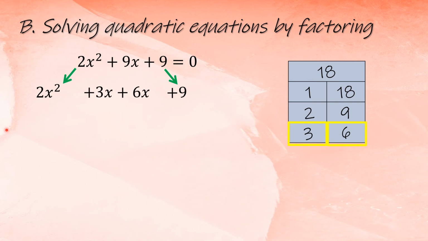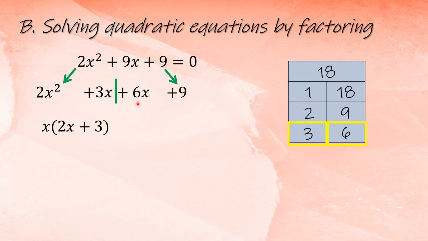Let us now divide the resulting quadratic equation into 2. So, let us now find the factors of 2x squared plus 3x. The common factor of 2x squared and positive 3x is x. So, the factors of this resulting expression is x times the quantity of 2x plus 3. X times 2x is 2x squared, and x times positive 3 is positive 3x.